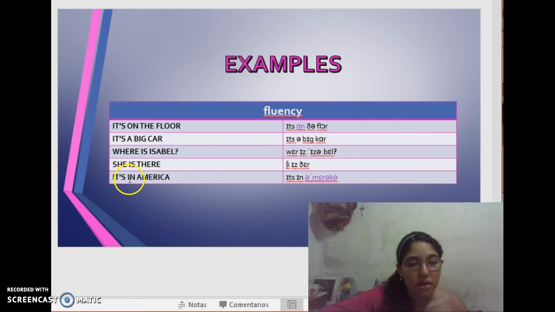It's in America. These were examples of the use of different organs to produce sound and how they help us to speak fluently.